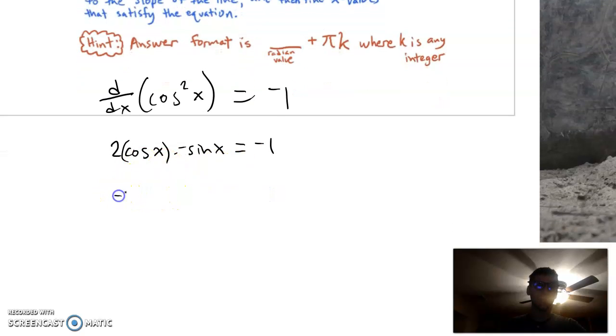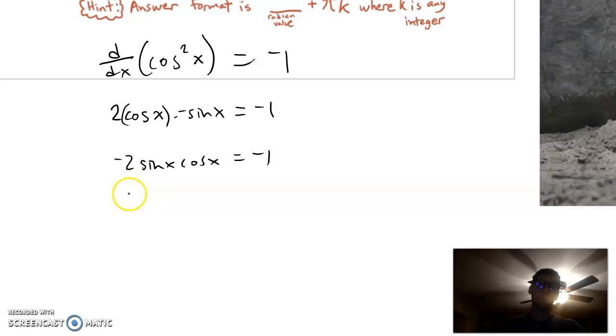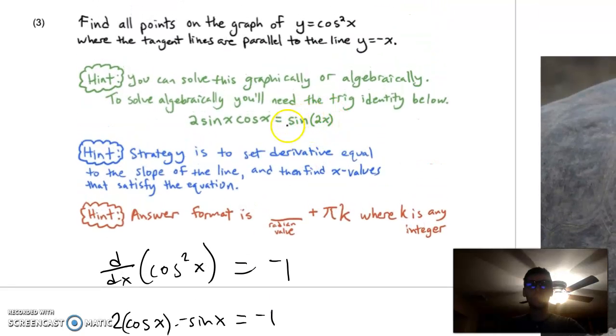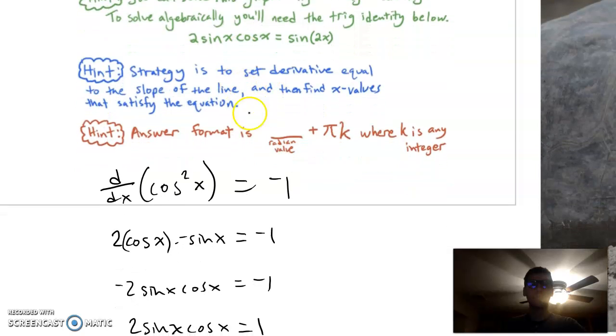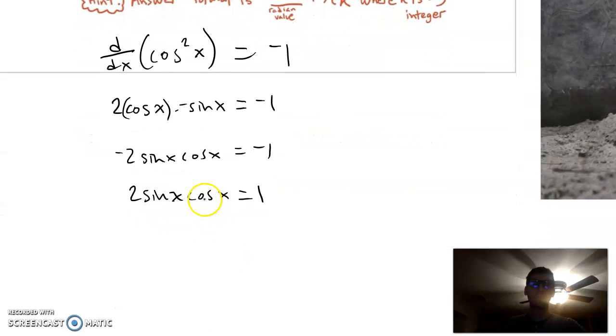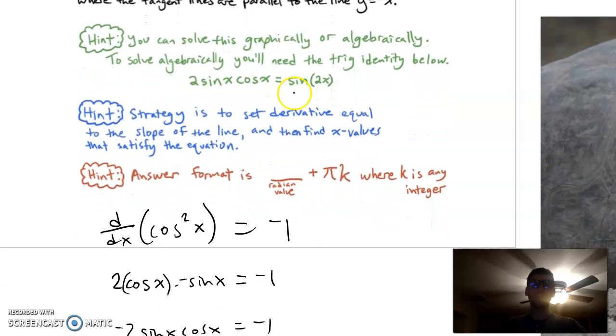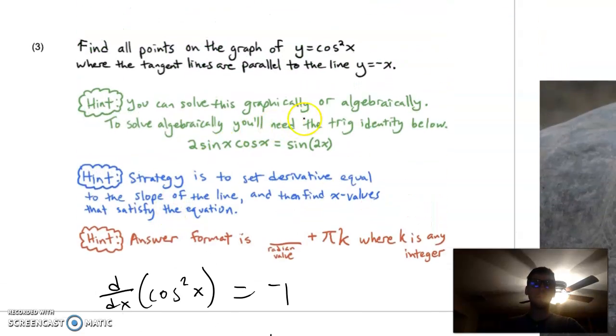Okay, check it out. -2 sine of x cos of x equals -1. Multiply both sides by a negative. I would get 2 sine of x cos of x equals 1. And if we look up here, this is where we could use this trig identity, because it would be hard for us to solve this as is, but we know that 2 sine of x cos of x is actually the same as sine of 2x.